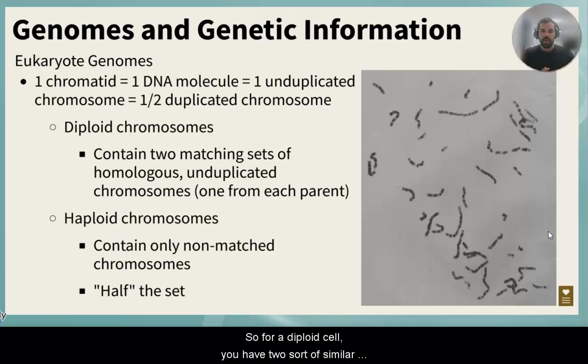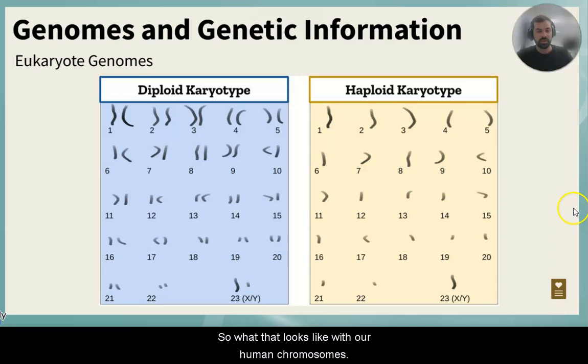So for a diploid cell, you have two similar sets of the same chromosomes. But a haploid set of chromosomes in a haploid cell contains chromosomes that don't have their homologous, similarly structured, similar function chromosomes. They only have half of that. So this is just half of the full set. So what that looks like with our human chromosomes.